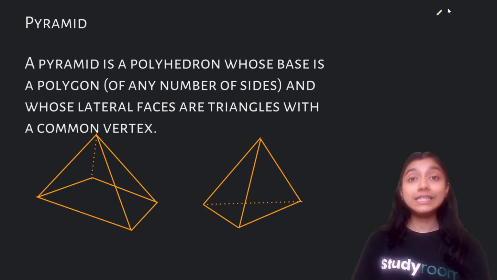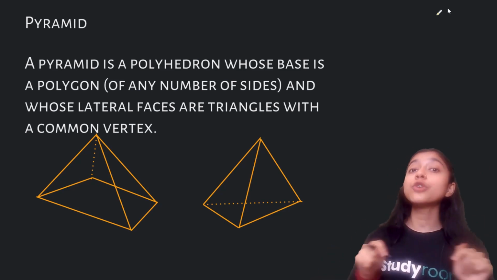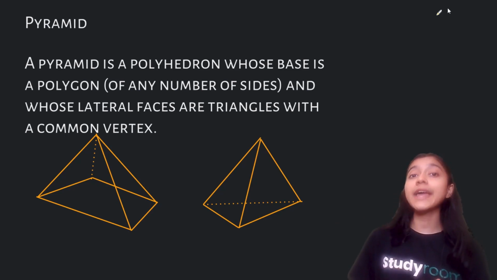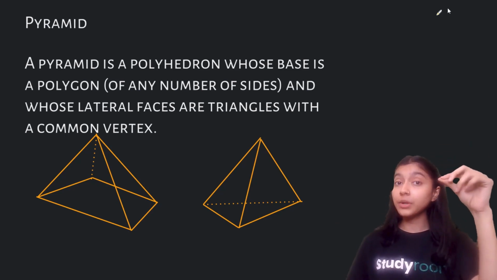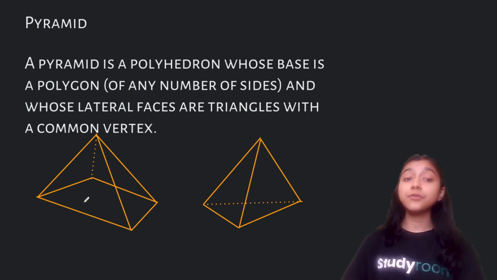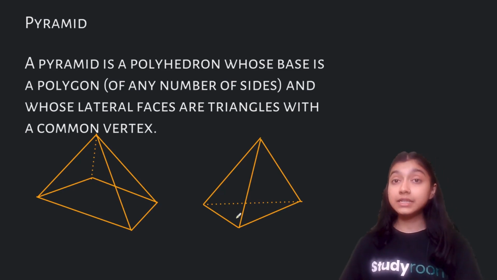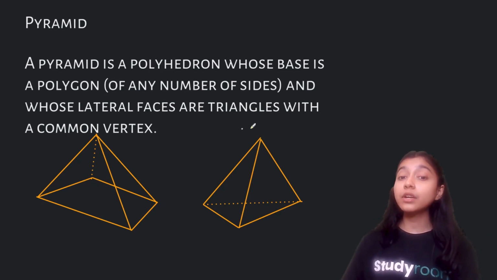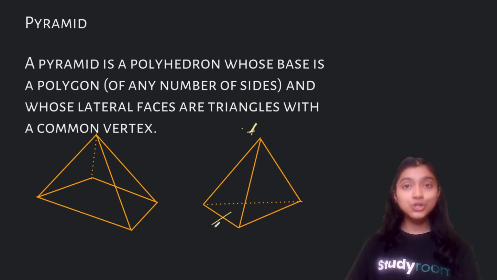So a pyramid is a polyhedron with a base of a polygon of any number of sides, and the lateral faces should be triangles that meet at a common vertex. Okay, so that's a pyramid. And here we have been given a figure. In figure number 1, the base over here is a polygon of 4 sides, so it's a quadrilateral, and this is also a pyramid. The lateral faces are triangles meeting at a common vertex A. But the base over here is a polygon of 3 sides. That means the base is a triangle.